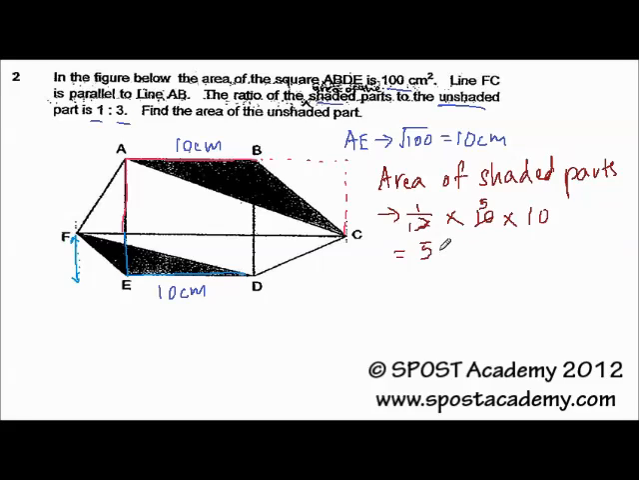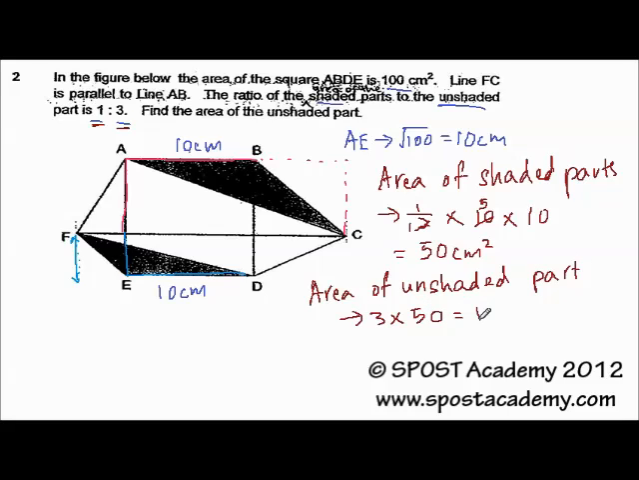So the area of the shaded part is 50 cm square. Since we know that in terms of ratio, it is actually 1 unit as compared to the unshaded part, which is 3 units. Therefore, to find the area of unshaded part, I just need to use 3 times 50, which is 150 cm square.